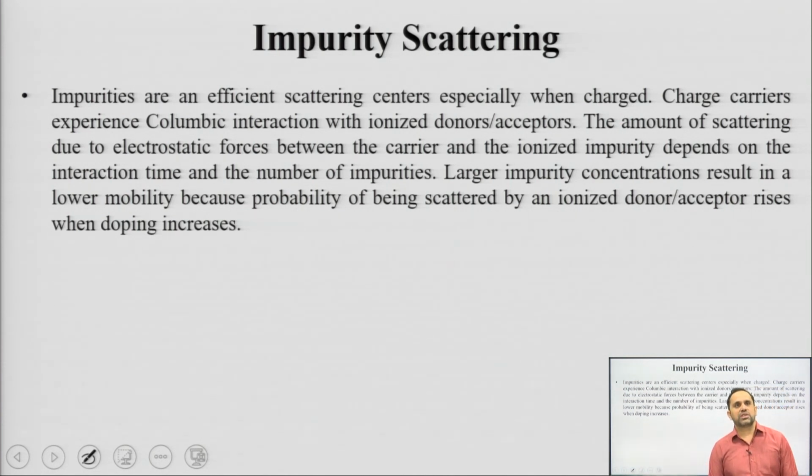So the amount of scattering is due to this electrostatic force between the charge carriers, electrons or holes, and the ionized impurities. In an n type semiconductor, you have a large number of negative electrons and you have positive donor ions, so they have an electrostatic attraction. Same for a p type semiconductor: you have a lot of positive holes, but a lot of negative acceptor ions, so there is a lot of electrostatic force. This kind of electrostatic interaction produces scattering of charge carriers. If you have a lot of impurity, a lot of dopant atoms, this scattering is going to increase.